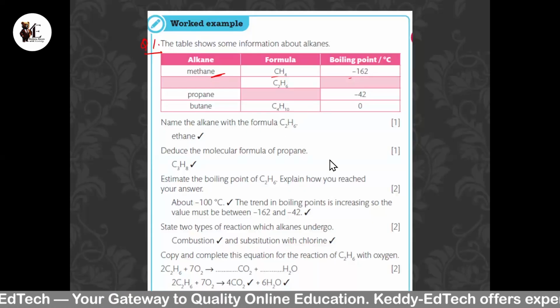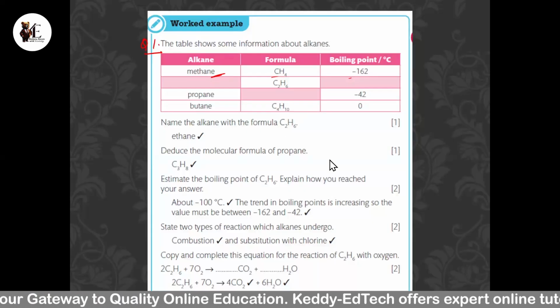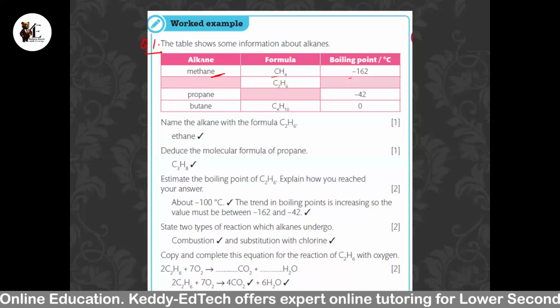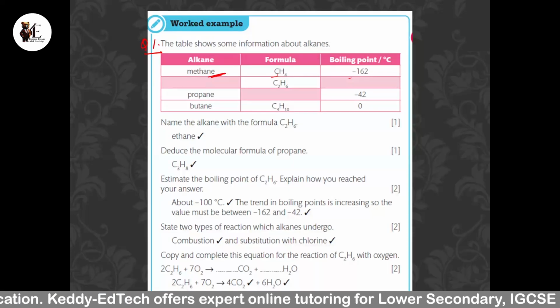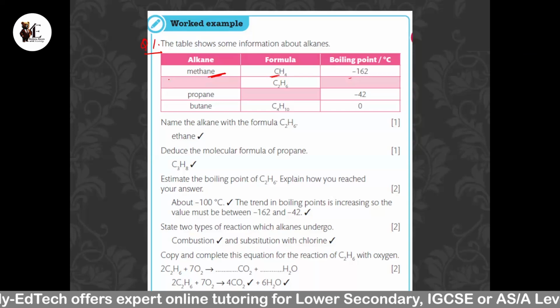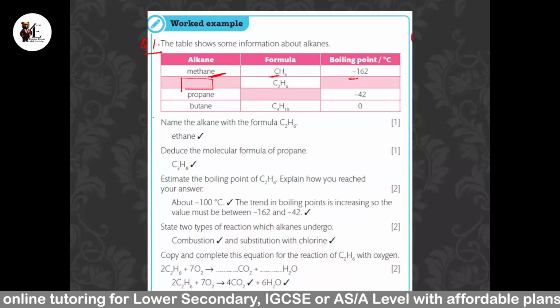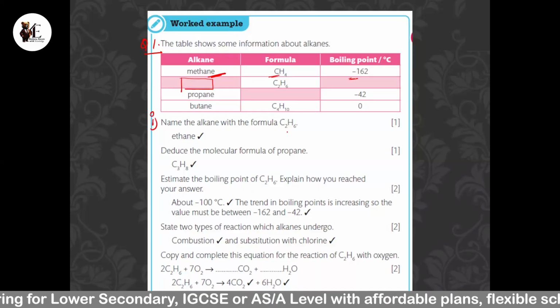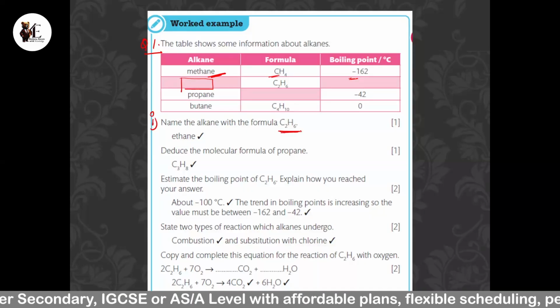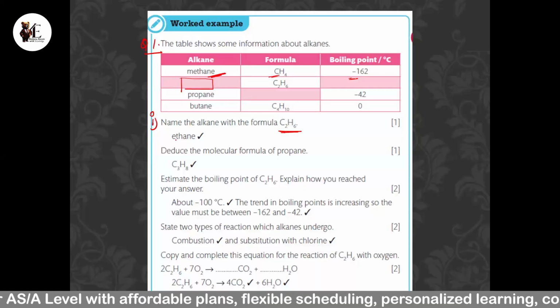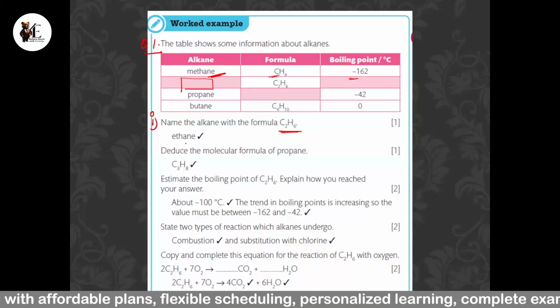Yes. Okay. So you have to solve this question that the table shows some information about alkane. This is your methane, its formula is given and its boiling point is given. So you have to tell me what should come here, right? And what should come here. So the question is, first part, that name the alkane with the formula C2H6. What is the alkane with the formula C2H6? It is ethane. Yes.